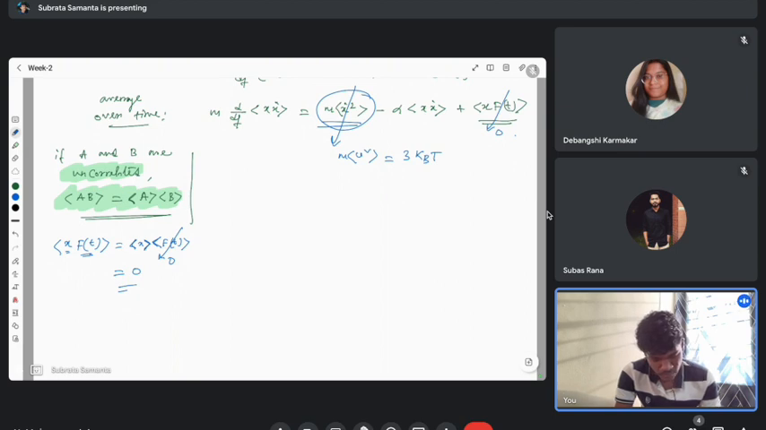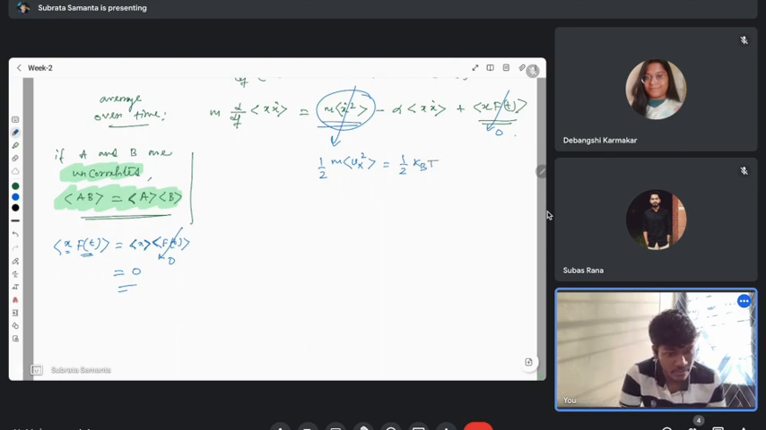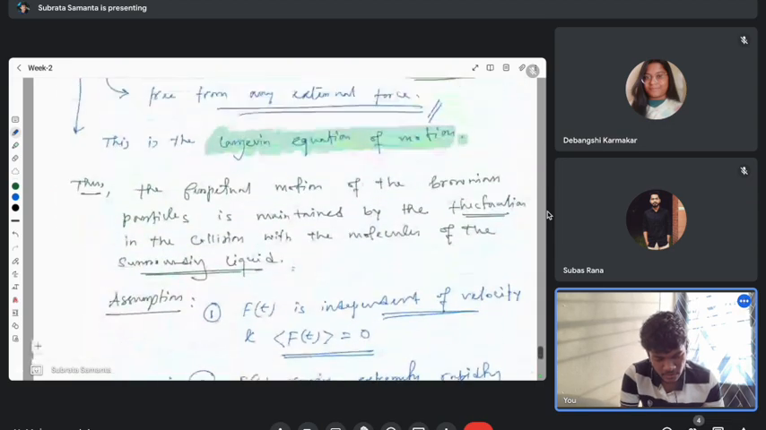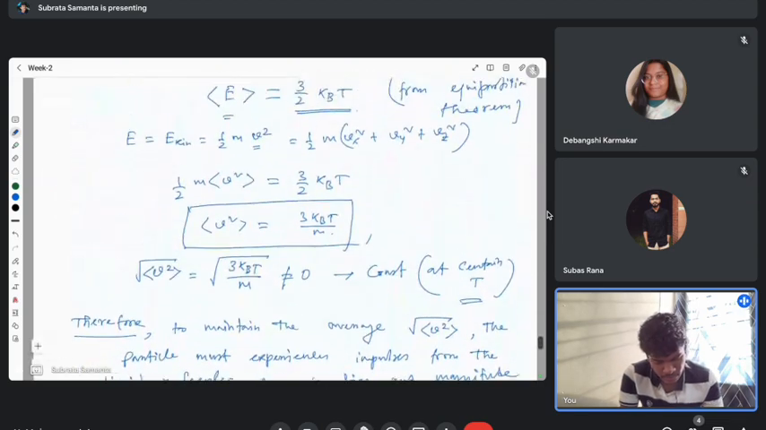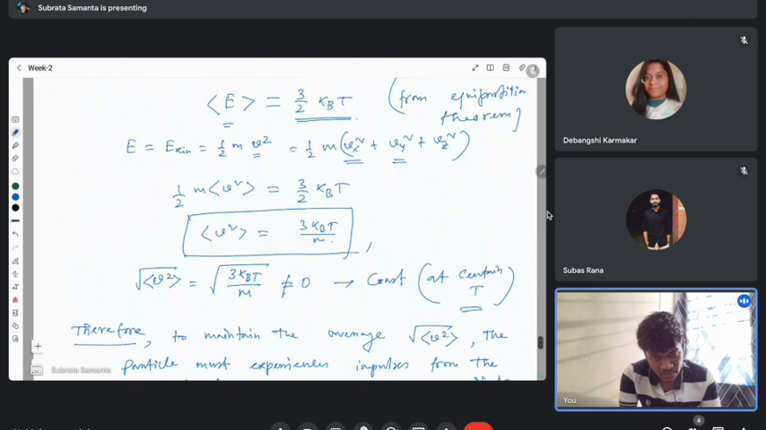Oh, sorry, this is not 3, right? Because we are only considering x dot, so that means vx. So here vx square, this is a half kV. Okay, so only one direction, vx square, and not vx by vz. So in the previous case, we had vx, vy, vz, each for half kV, and that's why you get a 3 by 2 kV.